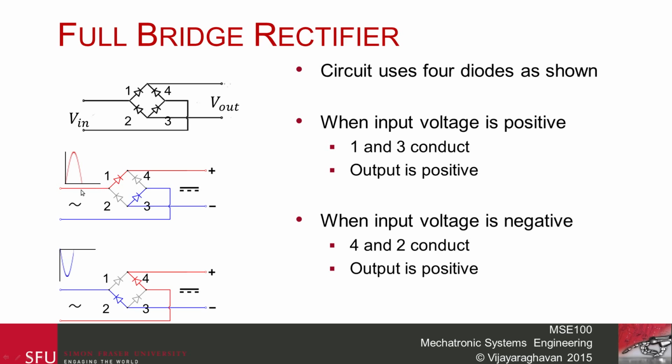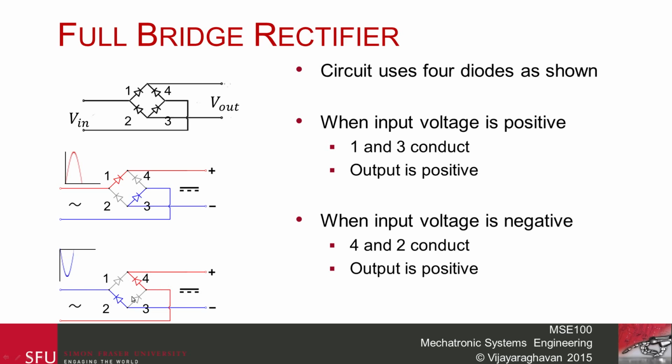So essentially current flows from here, flows through 1, goes all the way here, and then it goes through, we are assuming there's going to be a load or a battery or something over here. It goes through the load, comes back to the negative, flows through the diode number 3, and then flows back to the supply here. If the voltage becomes negative, so that's going to be the second half of this signal, shown here in blue.